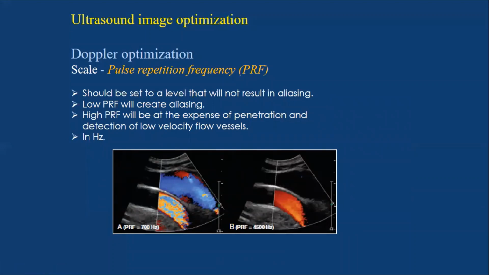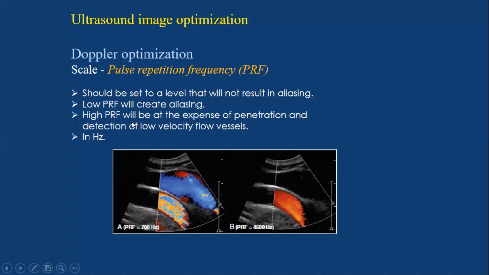What we should also optimize is the pulse repetition frequency, which is also known as scale in some machines. It should be set to a level that will not result in aliasing. And we all know that aliasing happens when the sampled Doppler shift is more than the PRF over 2, or more than half of the PRF. So if the Doppler shift is more than half of the PRF, we will get aliasing, either in the color coded Doppler scan or in the spectral wave Doppler scan.